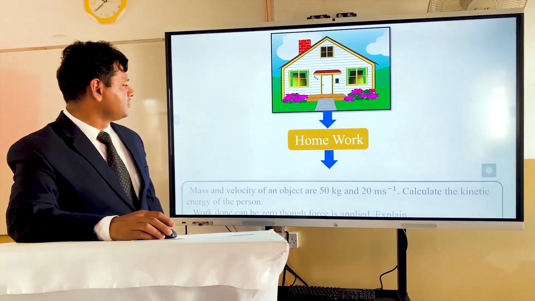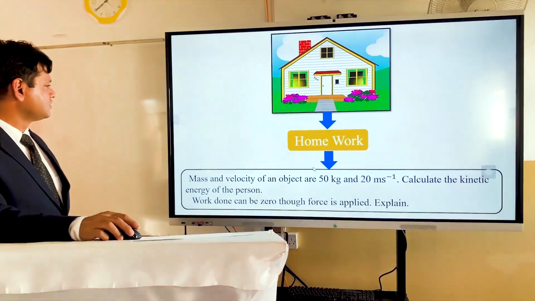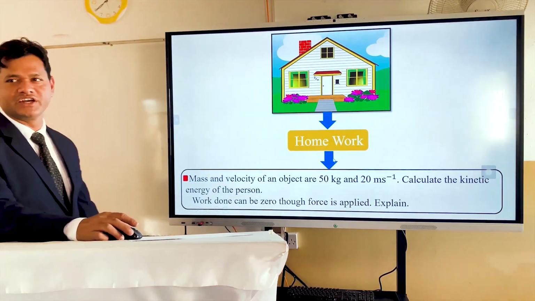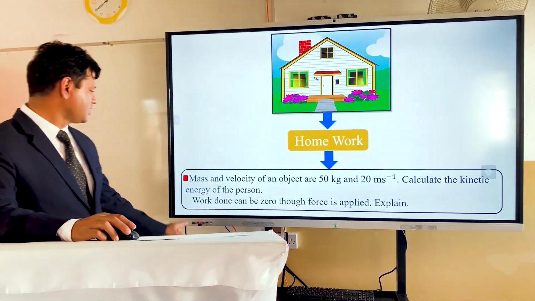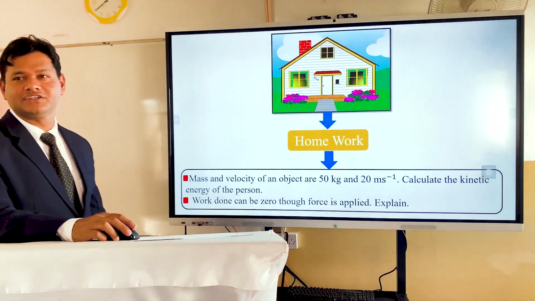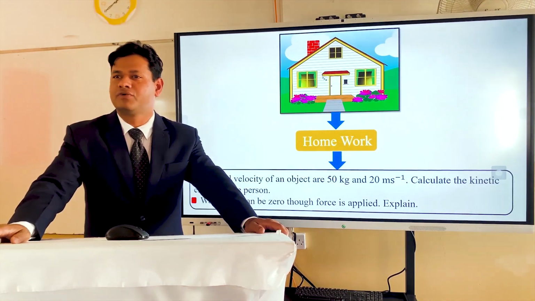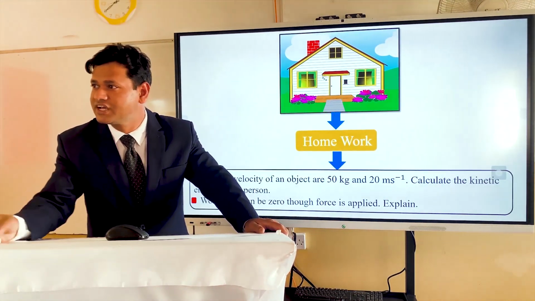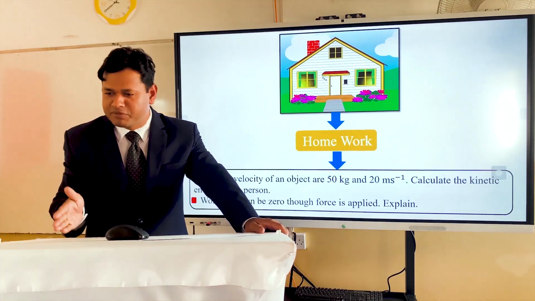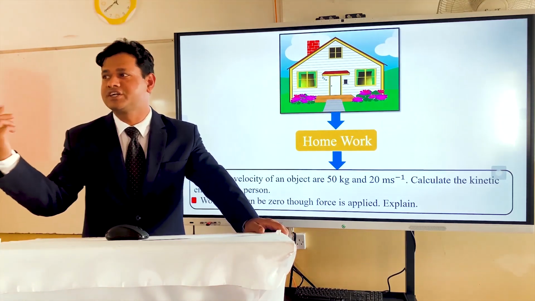Brilliant. Now, we have two homeworks. Okay. So, the first homework is: mass and velocity of an object are 50 kg and 20 meter per second. Calculate the kinetic energy. I hope you can solve this one. And the next one is: work done can be zero. Though force is applied, work done can be zero. That means if the displacement is zero, then work done is zero. Again, if the angle is 90 degree, that means you are applying your force on the object, but the object is making a displacement at an angle of 90 degree, cos 90 degree is zero, so that time work done is zero.